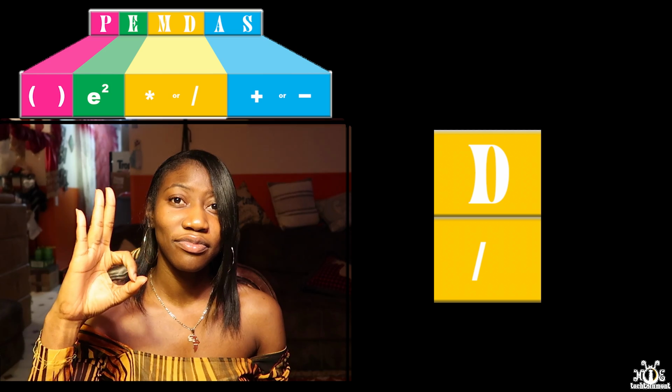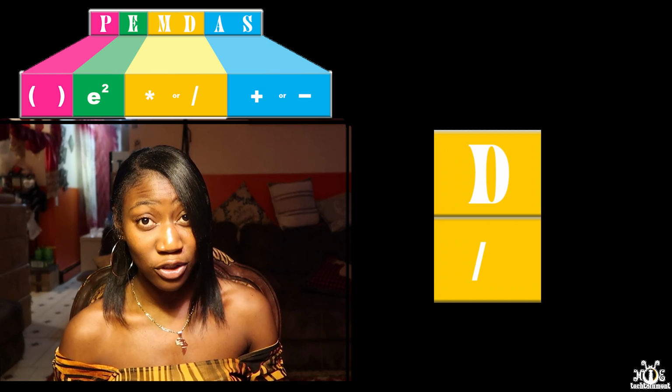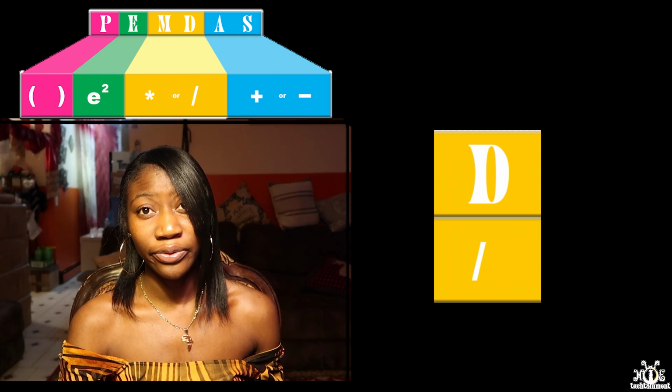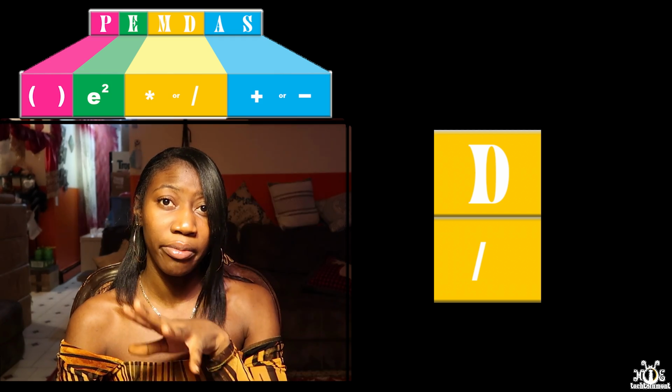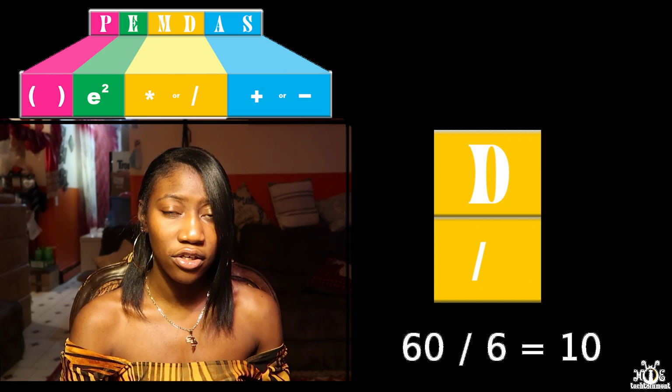The D stands for division, which is the opposite of multiplication. And basically that's just seeing how many times the base variable can go into the whole number. Okay, so if we're doing 60 divided by 6, it will be 10.